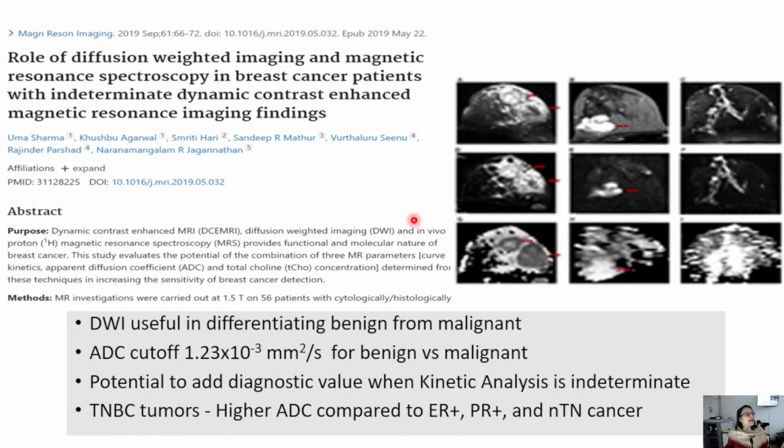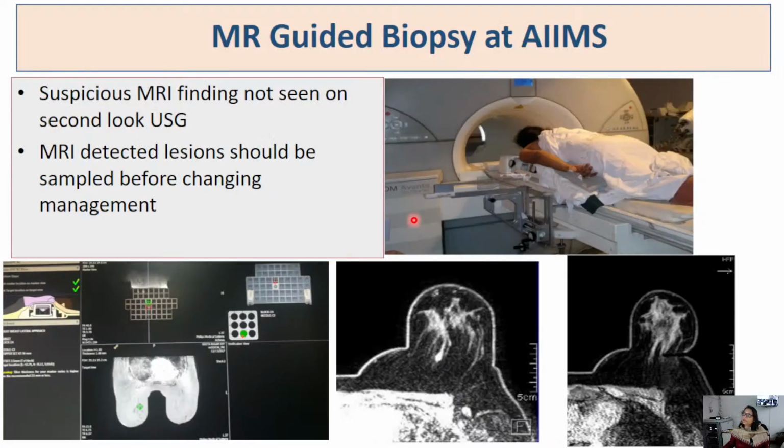Then DWI has a role in giving us an idea about the abnormality. MR guided biopsy, whenever we are doing breast MRI, we should have a capability of conducting an MR guided biopsy, and we have been fortunate on this account that we are capable of doing that.